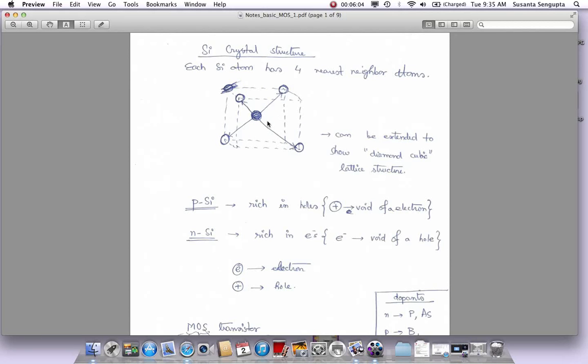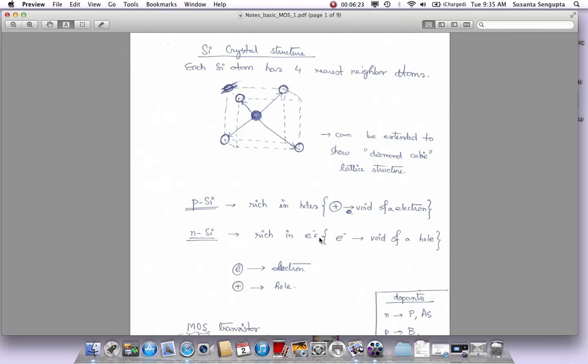But we don't normally use it. We use either a p-type silicon or an n-type silicon. What does it mean? First of all, by definition, p-type silicon is something which is more rich in holes. Let's do the n-type silicon first, because it's easier to understand. N-type silicon is more rich in electrons.